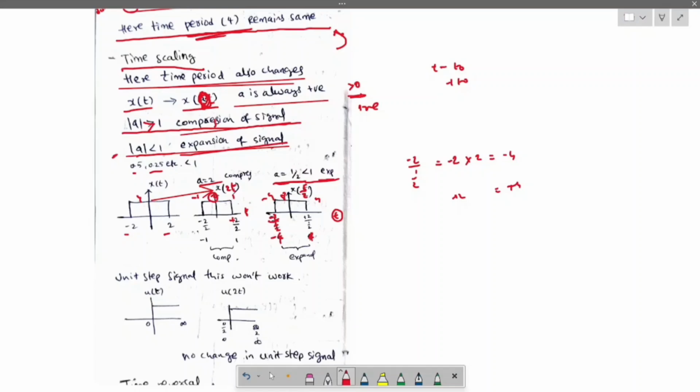Now here, for a value greater than 1, it will be compressing. If it is less than 1, it is expanding. Suppose it is a unit step signal, this won't work. If you apply the time scaling property on a unit step signal, there will be no change in the unit step signal. I hope you got the idea on the time scaling property.